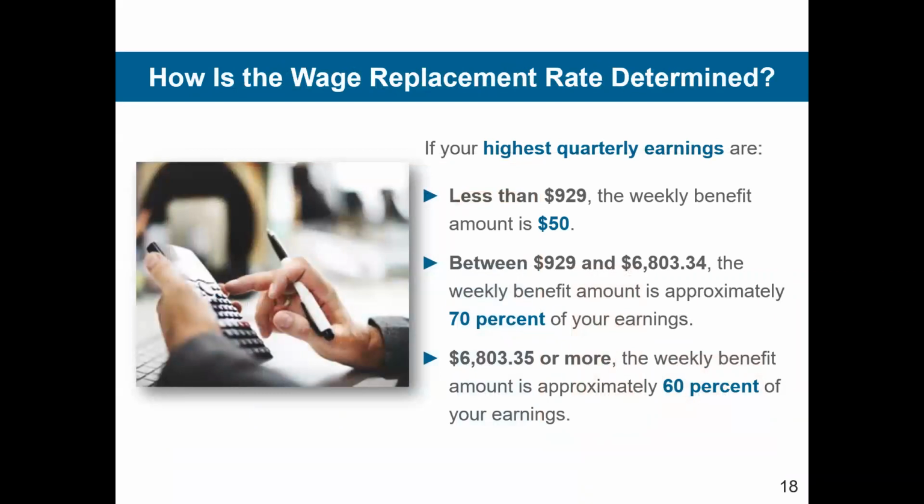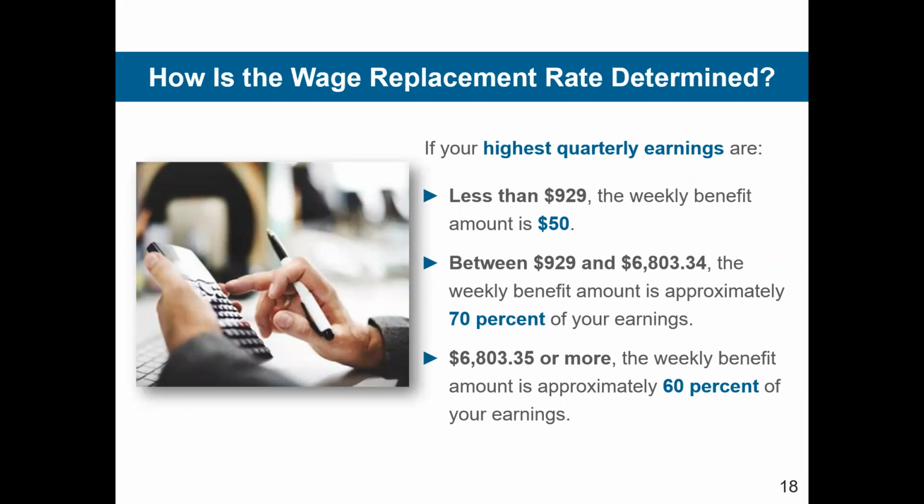So going into the wage replacement rate, which is based on your employee's taxable income. So if your employee's highest quarterly earnings are less than $929, their weekly benefit amount, or WBA, will be $50. If your employee's highest quarterly earnings are between $929 and $6,803.34, their weekly benefit amount is approximately 70% of their earnings.